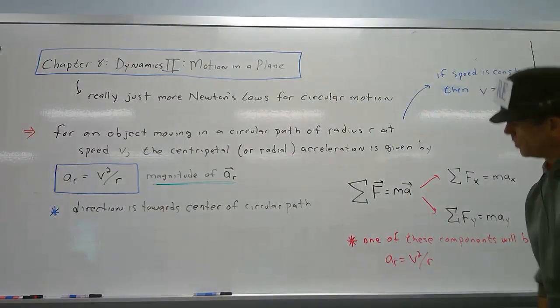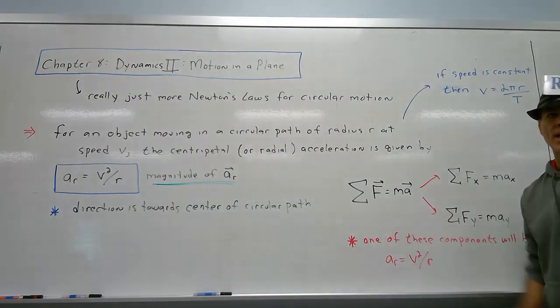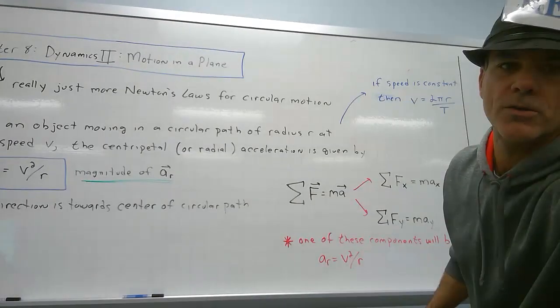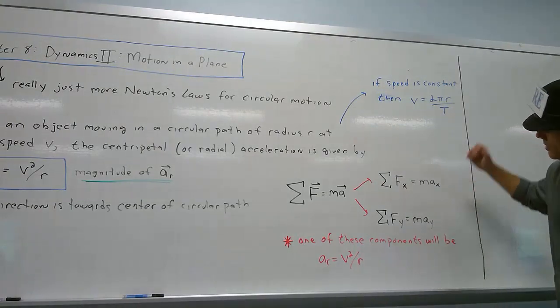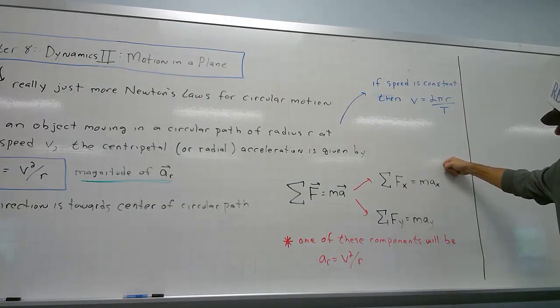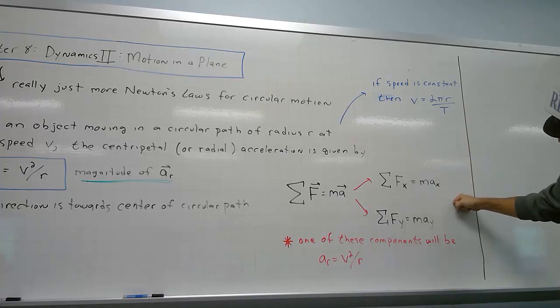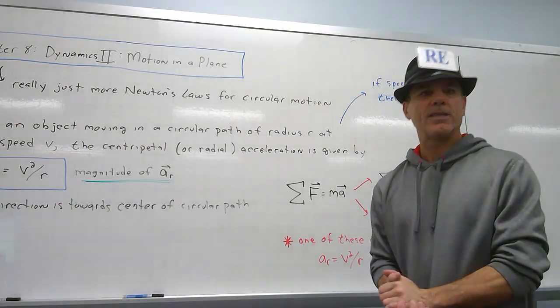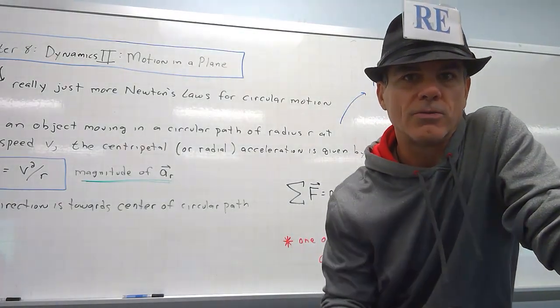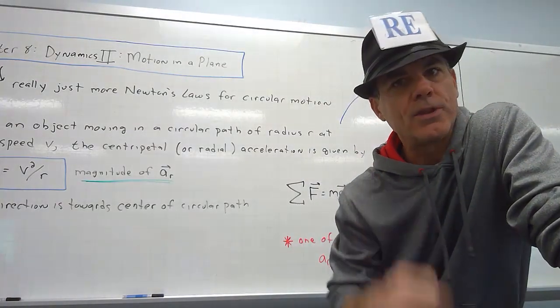So if you remember, Newton's law, sum of the forces equals ma, this is really a vector equation, which means we can break it up into x and y components. So we've got the sum of the forces in the x direction equals max, sum of the forces in the y direction equals may, and then if we also had the z direction, sum of the forces in the z direction equals maz.